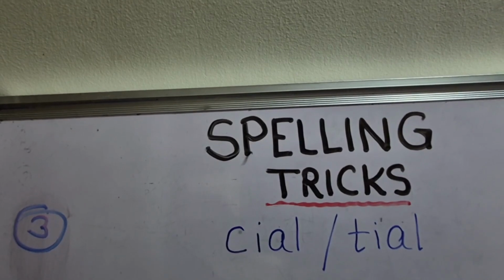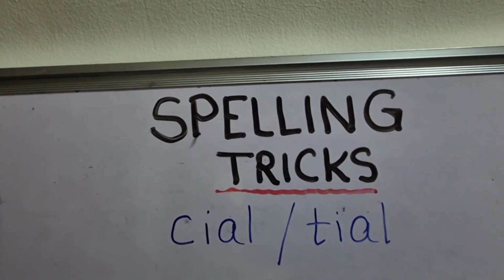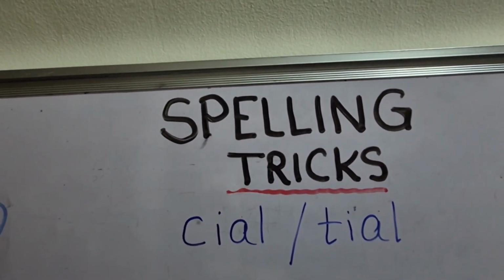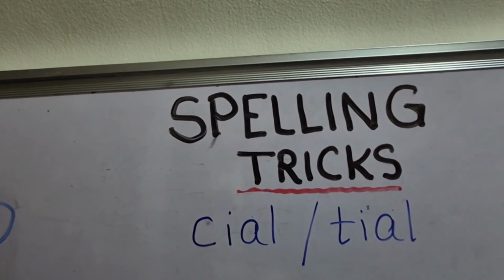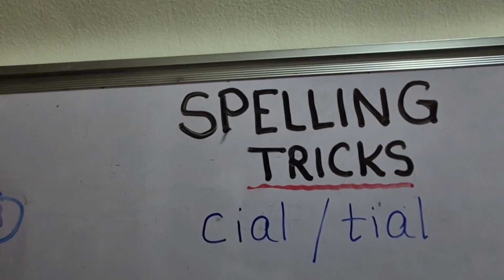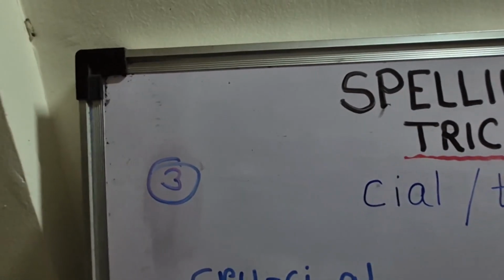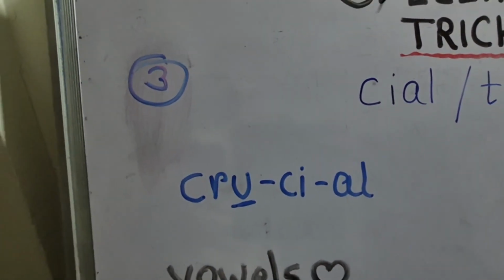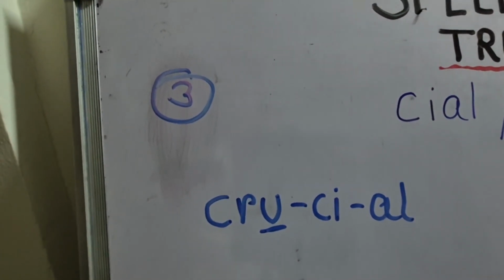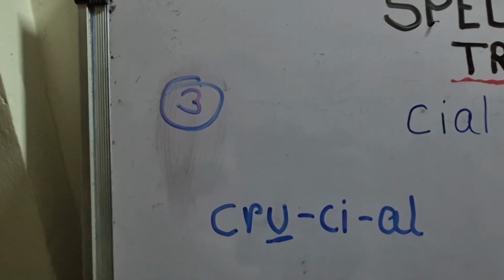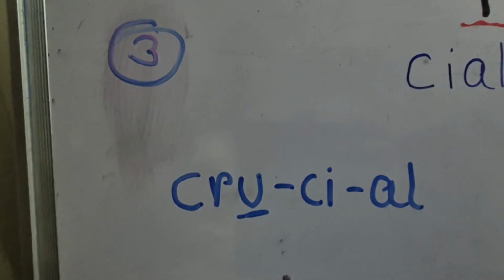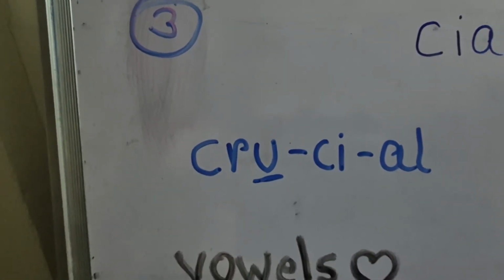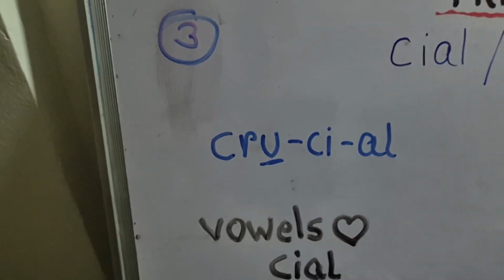Okay, the third one. Children, do you get confused between CIAL and TIAL? So don't worry, here is a simple spelling clue that may help you remember many words. First, say the word aloud. Let's take the word crucial. Okay, crucial. Look at the letter just before the word cial. It is U, a vowel. Okay, it's a vowel.